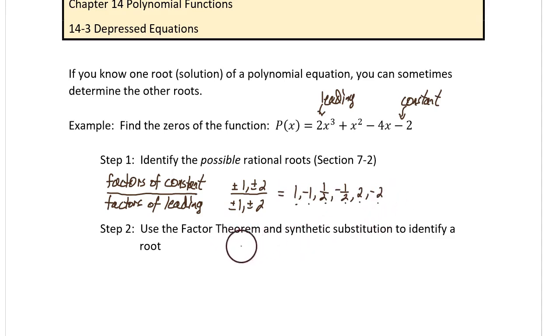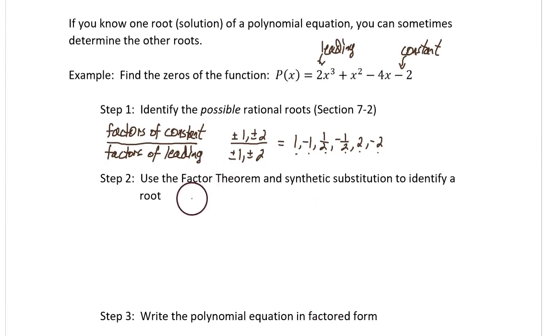Now, let's use the factor theorem and synthetic substitution to actually identify a root. Write down the coefficients of the original polynomial: 2, 1, -4, -2. I'm getting those numbers from up here. Make a synthetic division bracket, and choose one of the possible answers and write it over on the left side. The very first one that I even wrote down was a 1, so I'm going to write a 1 there and divide that in using synthetic division.